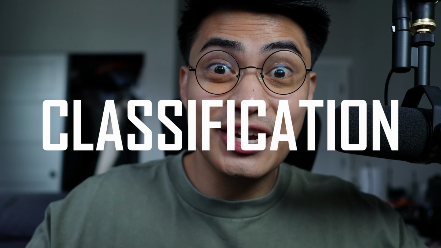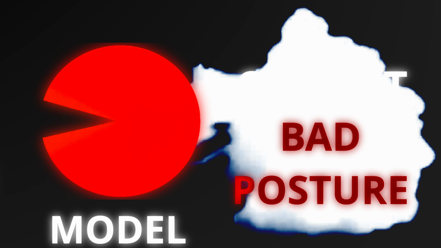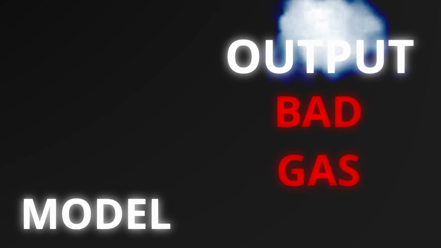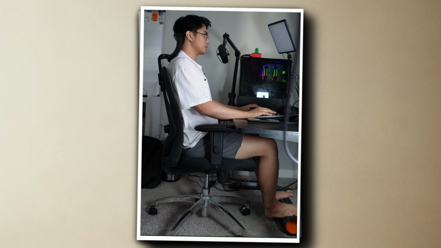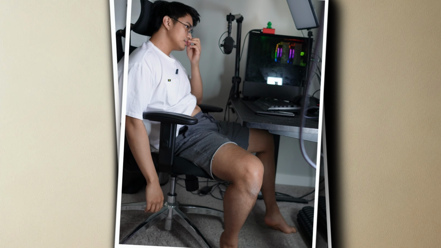Enter classification. So classification in a nutshell is just feeding data to a classification model, and with machine learning, it's able to predict what is and isn't good posture based on the data that it was trained on. Since we're building a model with our own training data, I went ahead and took 500 images of me having both good and bad posture.